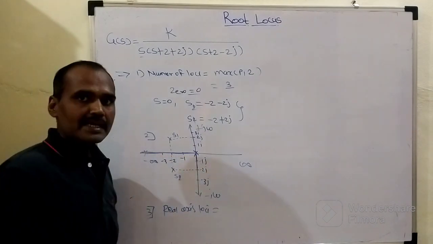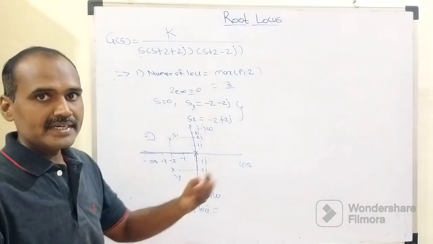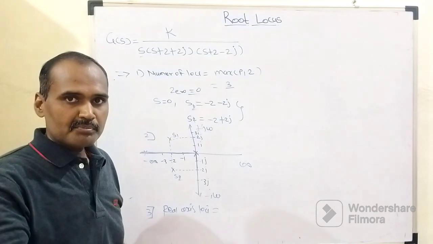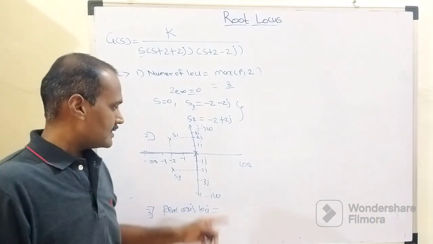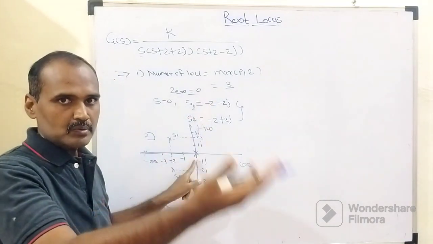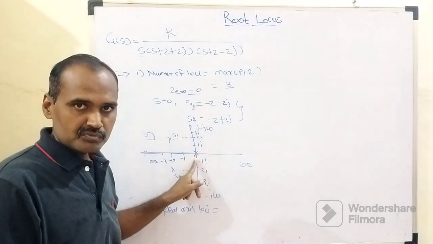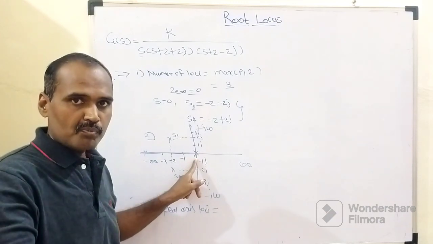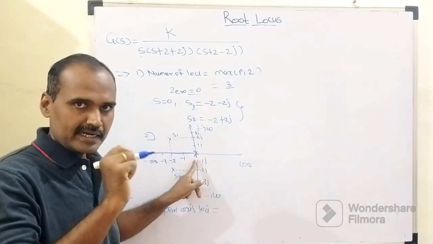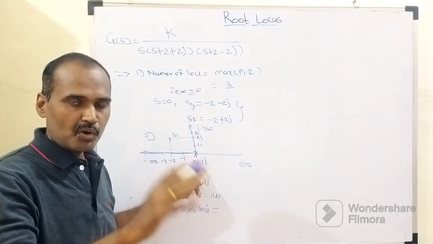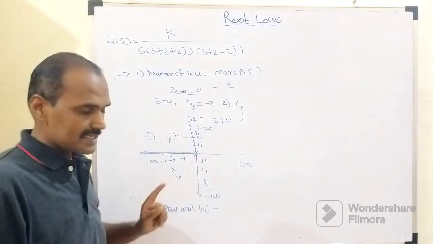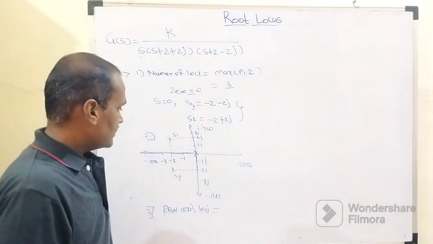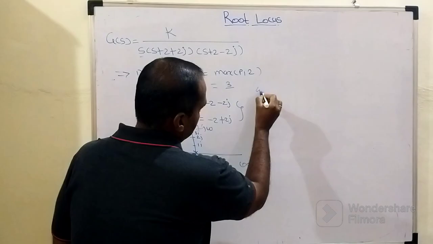So in this way the real axis loci has to be determined. What we need to do is, once a particular pole or zero is considered as a reference pole, we count how many poles and zeros we have towards its right-hand side. If the number of poles and zeros present to its right-hand side is an odd number, then definitely that region can be considered as a real axis locus. Then step number 4, which we need to understand.